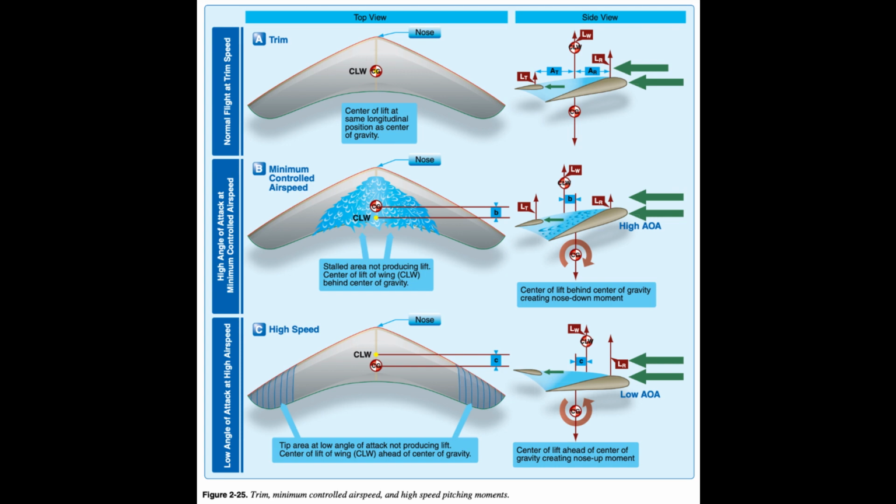If the pilot wishes to increase the trim speed, the CG is moved forward. This is done by moving the hang point forward on the wing. Similarly, to reduce the trim speed, the hang point/CG is moved rearward on the wing.